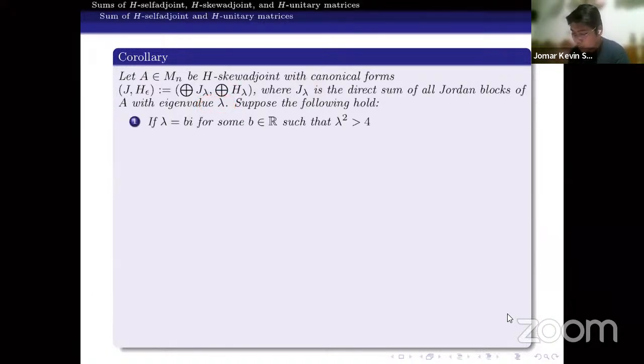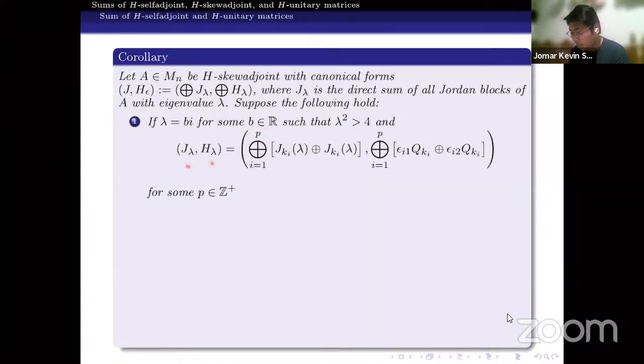First condition, if lambda equals bi for some real number b, such that lambda squared is greater than 4, and J lambda and H lambda, ito yung itsura niya for some positive integer p. The conclusion is the product of epsilon i1 and epsilon i2 is -1. So again, take note, halos similar lang ito dun sa condition, dun sa main theorem. The only difference is that yung lambda natin iba. Siyempre, we are dealing now with H skew adjoint matrices. So iba yung itsura ng eigenvalues ni H skew adjoint kaysa sa mga eigenvalues ni H self-adjoint matrices.